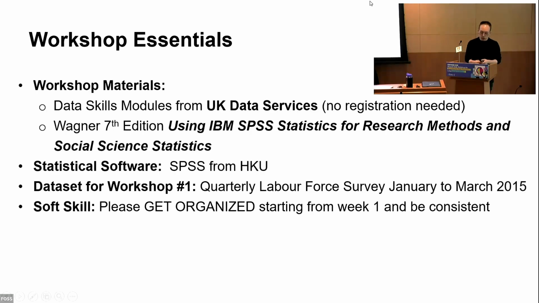Okay, so we need two major resources and help. One of them is what we call the UK Data Service. I'll be showing you really quick. And then the textbook, of course, you can access it wherever that becomes available to you. It's the 7th edition of Wagner's Using IBM SPSS Statistics for Research Methods and Social Science Statistics. The statistical software is SPSS, and that's accessible from HKU.